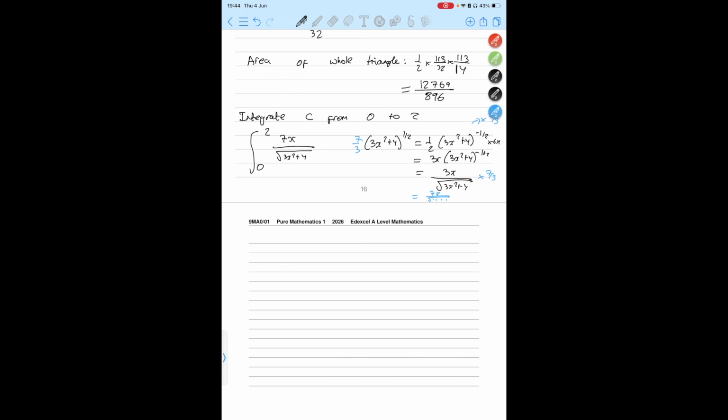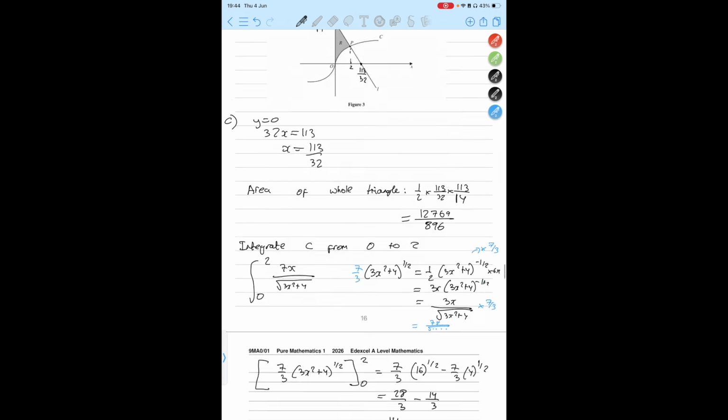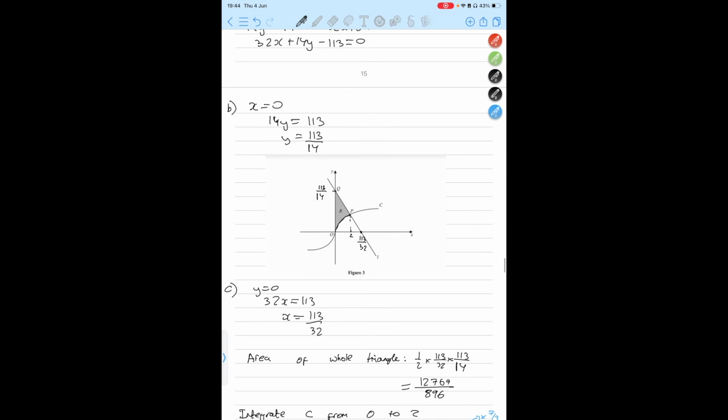Okay, so now we can immediately rewrite that as 7 over 3, 3x squared plus 4 to the power of a half between 0 and 2. So let's write that down. That's going to be 7 over 3, 16 to the power of a half, minus 7 over 3, 4 to the half. Root 16 is 4, so 28 over 3, and root 4 is 2, so 14 over 3. So that gives me 14 over 3. Keep in mind, that's this area here.